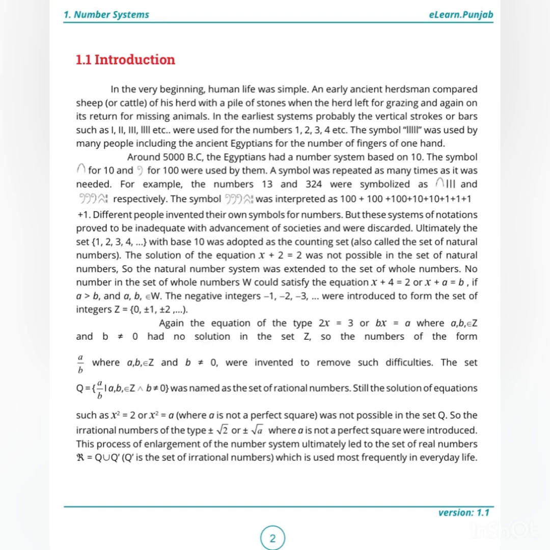Like the negative integers -1, -2, -3, they were introduced to form the set of integers which is indicated by Z is equal to, the set starting from 0, comma, plus or minus 1, comma, plus or minus 2, comma, and so on. Now this is the symbol of curly brackets, and then they have 0, plus or minus 1, plus or minus 2. Now these 3 dots are actually the continuity symbol, which indicates that we say so on. Like for example, we say that something is not ending and it has a continuity.